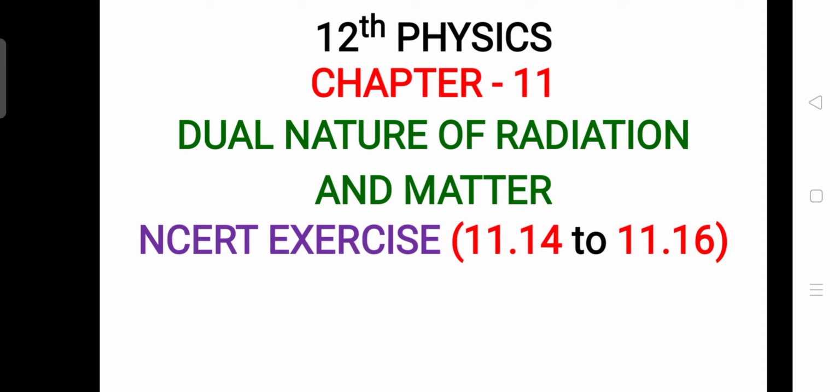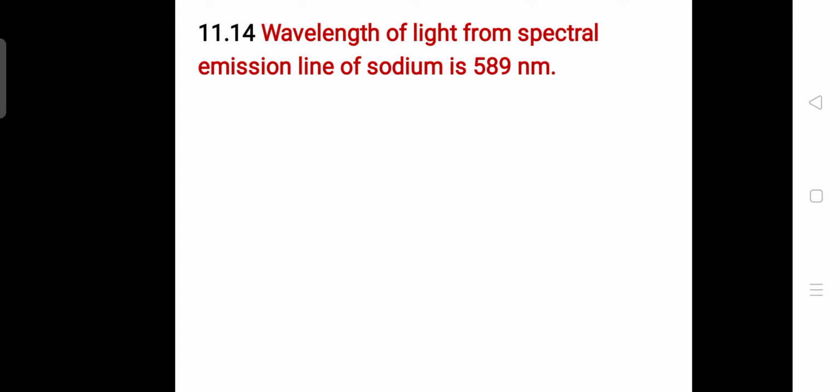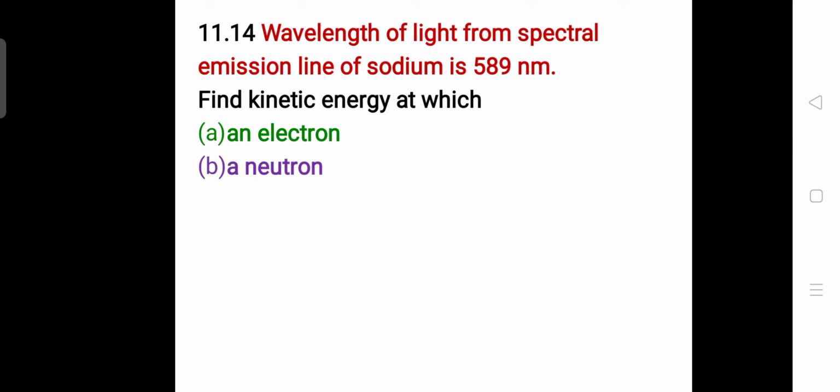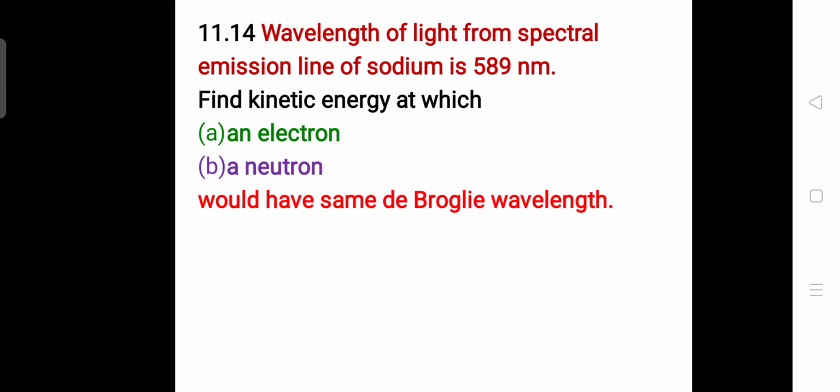This is the exercise of chapter 11, Dual Nature of Radiation and Matter. Questions are from 11.14 to 11.16. The first question: the wavelength of light from the spectral emission line of sodium is 589 nanometer. Find the kinetic energy at which an electron and a neutron would have the same de Broglie wavelength.